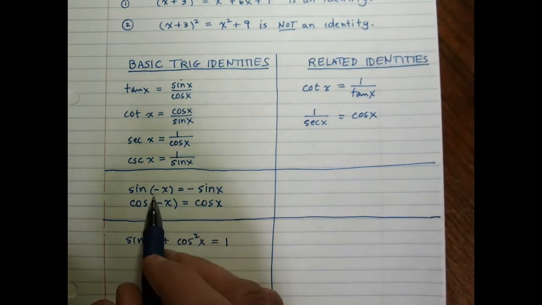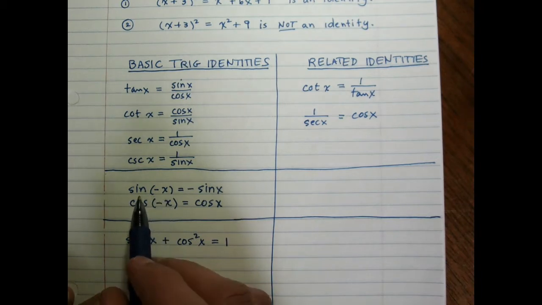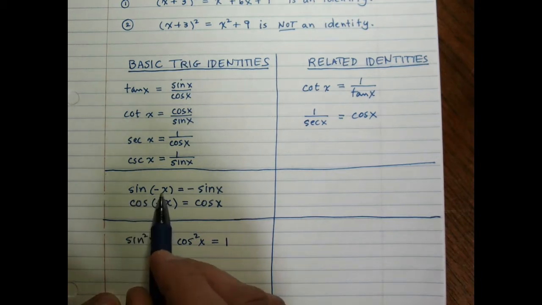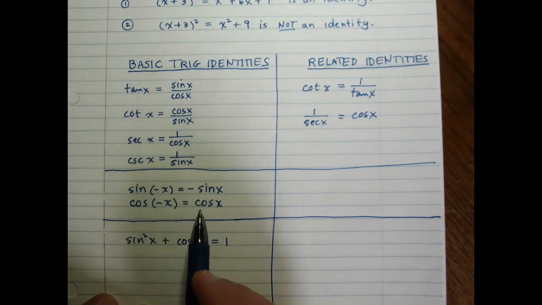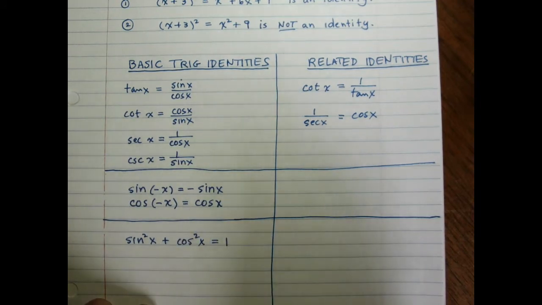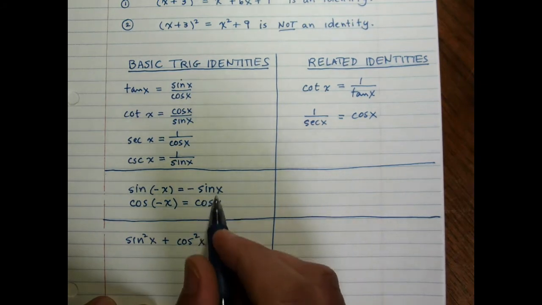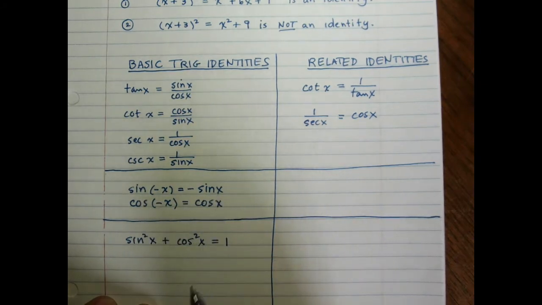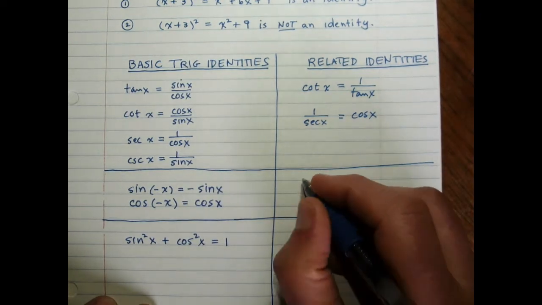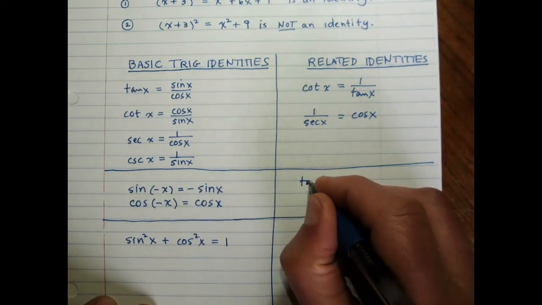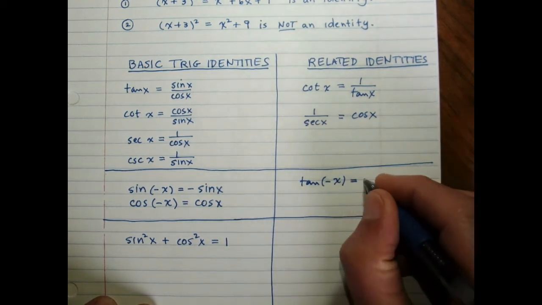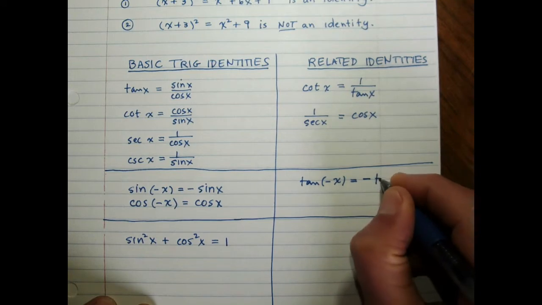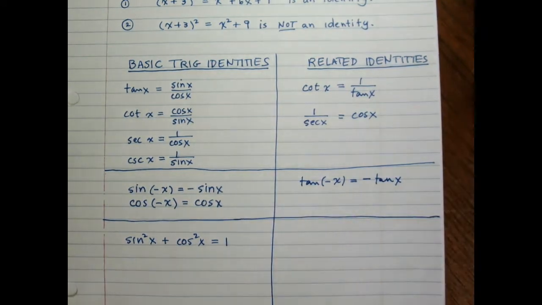Another couple of trig identities that we should know is the fact that sine of minus x is always equal to minus sine x, and cosine of minus x is always equal to cosine of x without any minus sign written. Now, again, those are basic fundamental identities, but we can also figure out, for instance, tan of minus x. Now, I know tan of minus x is going to equal minus tan of x.